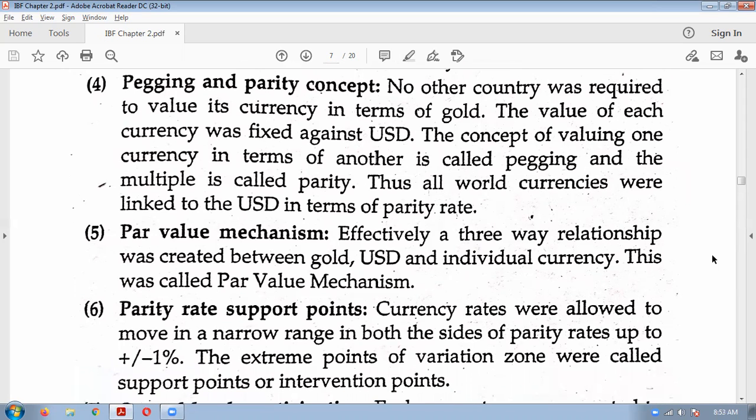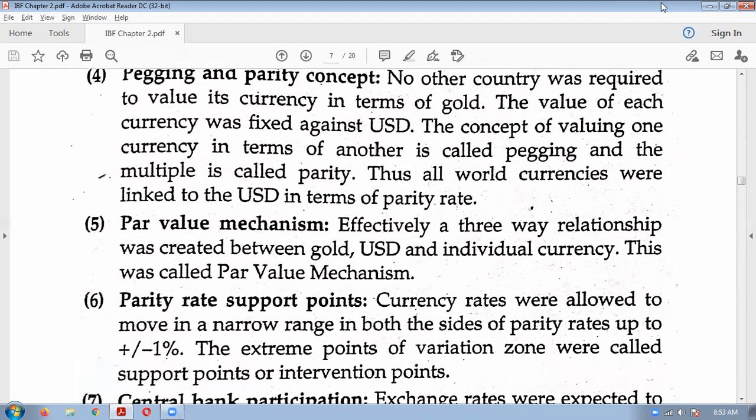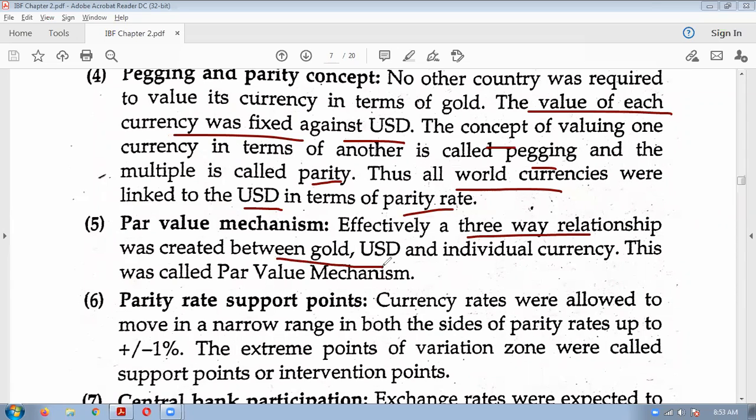Because in this system, the value of each currency was fixed in US dollars. And the concept of valuing one currency in terms of another is called pegging and parity. Because in this system, all the world's countries were linked to the US dollar in terms of parity rate. That is, the US dollar was linked to gold, and through gold, you can link other countries' currencies also. So a three-way relationship was there: one between gold and the US dollar, and between individual currencies.